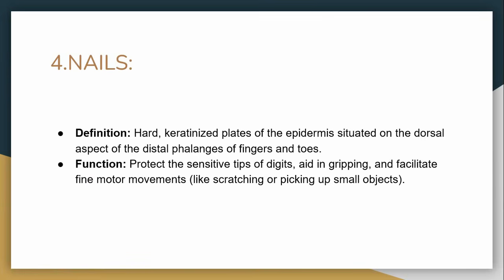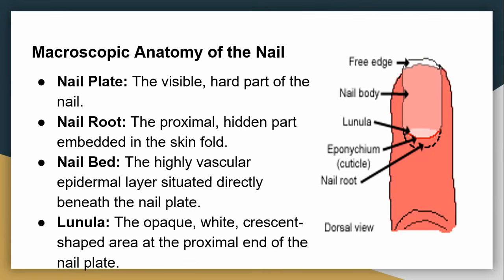Okay. So now comes the fourth appendage which we are talking about today. This is nails. They are again the keratinized plates and they outgrow from the epidermis of the skin. They are hard and they are situated on the dorsal aspect of the distal phalanges of the fingers and toes. They are again protective in function and they are protecting the sensitive tips of the digits. They aid in gripping, facilitate in the fine movements like scratching, picking, writing, etc.